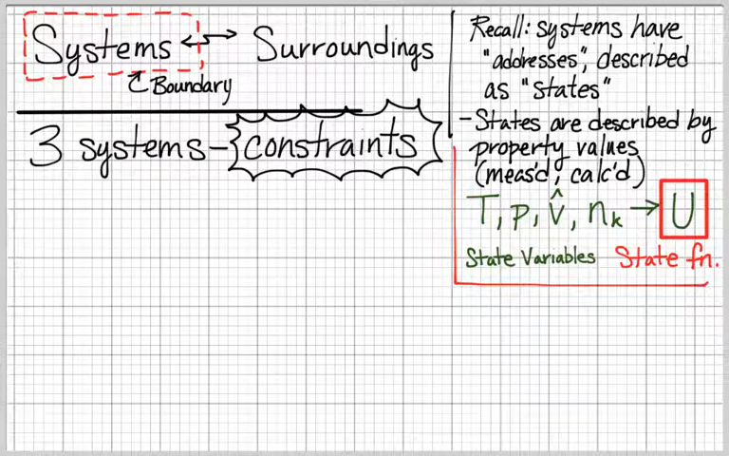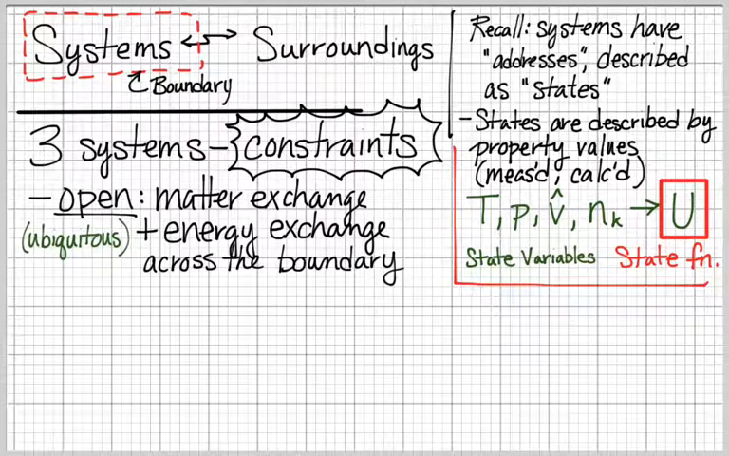We're going to start off by talking about 3 system constraints that are pretty fundamental to thermodynamics. And those are basically determining whether or not the system allows energy and/or matter, mass, stuff, to transfer across the boundary. So let's look at that first one. The first one is the most common system that we have.